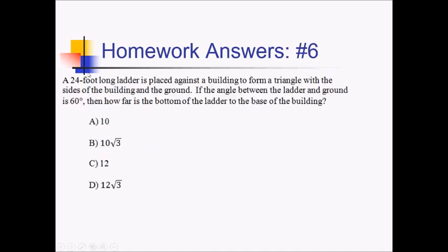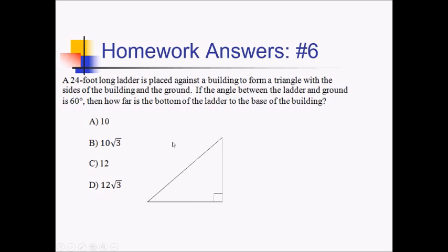For this problem, we have a 24-foot ladder placed against a building to form a triangle, so let's draw a triangle, with the sides of the building and the ground. If the angle between the ladder and the ground is 60 degrees, how far is the bottom of the ladder to the base of the building?